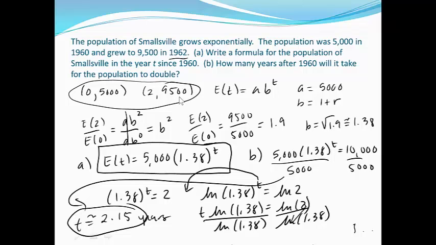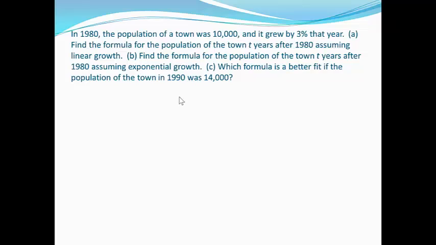Let's look at another example. Here we have a population in 1980 of a town being 10,000 people. It grew by 3% that year. Part A wants us to find the formula for the population of the town t years after 1980, assuming linear growth. Okay, if it's linear growth, that means we have the equation of a line, mx plus b.